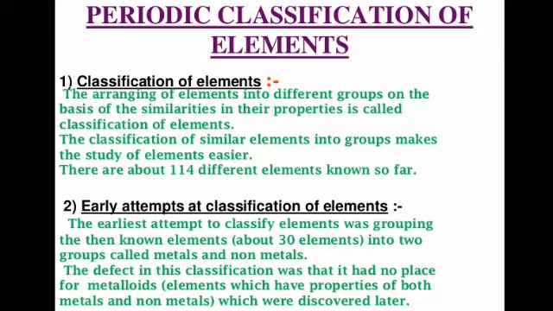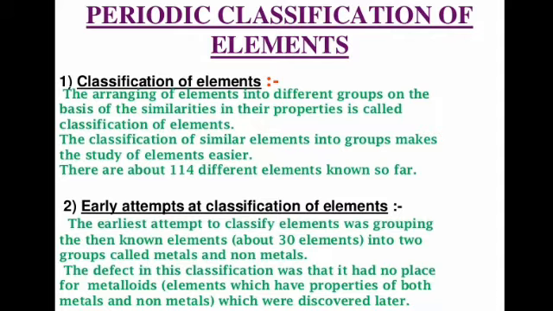First we will see what is classification. The arrangement of elements into different groups on the basis of similarities in their properties, whether physical or chemical properties, is known as classification of elements. The classification of similar elements into groups makes the study of elements easier. There are about 118 different elements that are known so far.